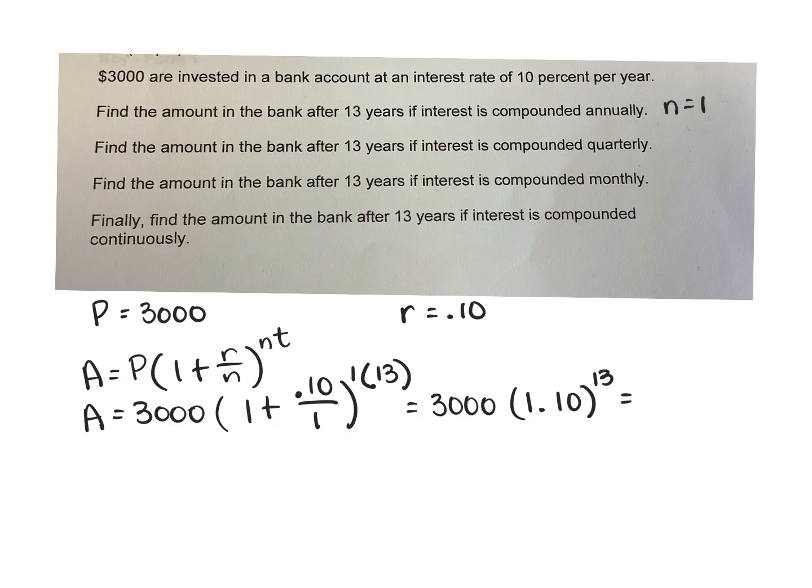So you take 1.1 and raise it to the 13th power, and you get a decimal of 3.4522, and you'll keep all those decimals. So you're going to multiply that times 3,000.